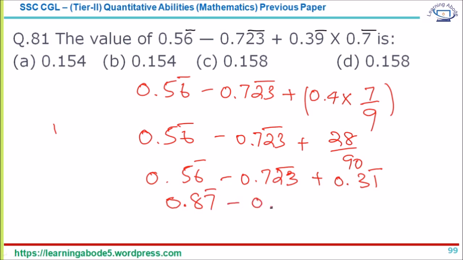recurring 723, so that's equal to 0.154. Okay, that's answer option A. Okay, so actually the answer options are this. So answer is answer option A for question number 81.